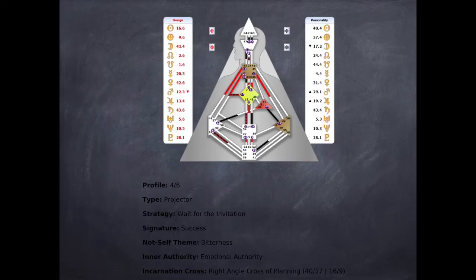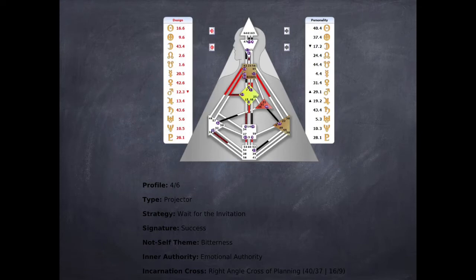Whenever you read a chart, it's best to go from a broad perspective and then move in a little bit closer as you go along. So what that means is that you would go from the type, then the profile, and then you would start to look at the centers, and then the last thing you would look at would be the gates and channels. That's not the only way to do it, but that's the way I like to do it.